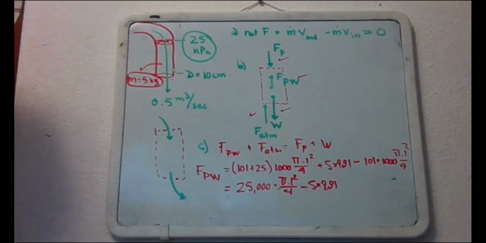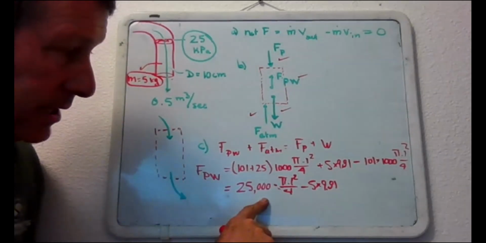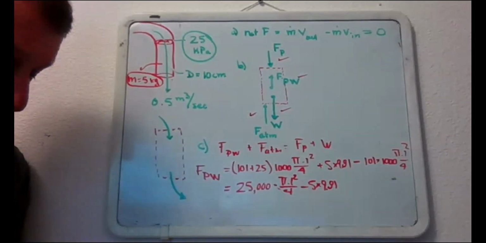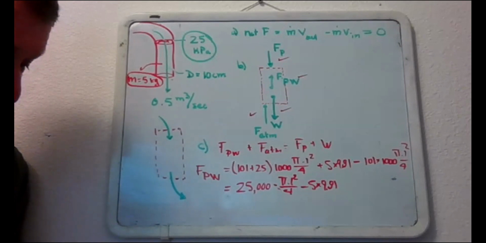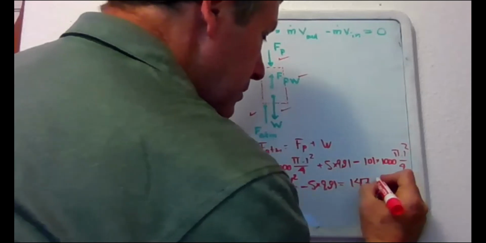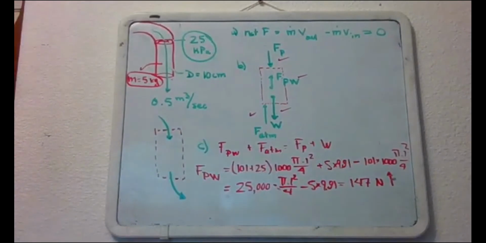So let me just crank through that. We're going to get a big number. 25,000 times pi times 0.1 squared divided by 4. All that turns out to be 196 newtons, then minus 5 times 9.81, and I get 147 newtons up. 147 newtons up. Okay, all right.